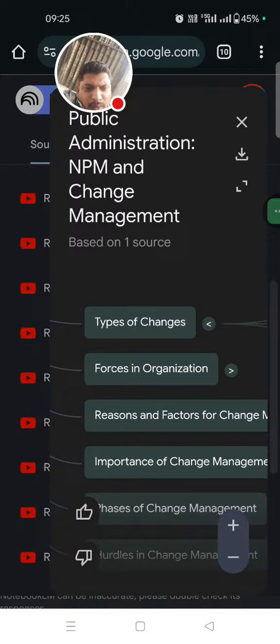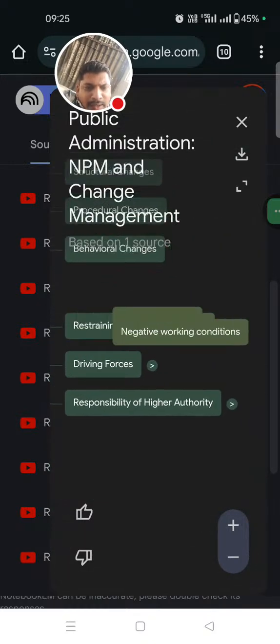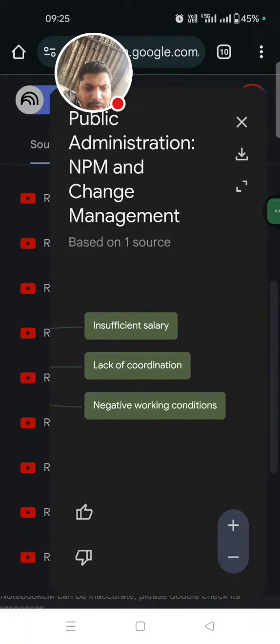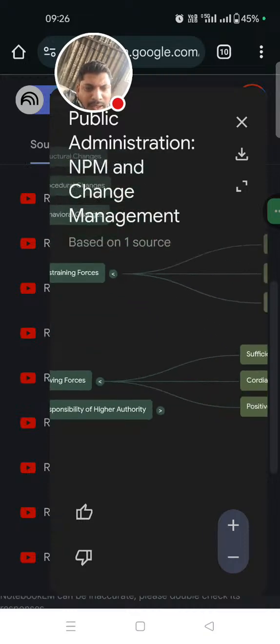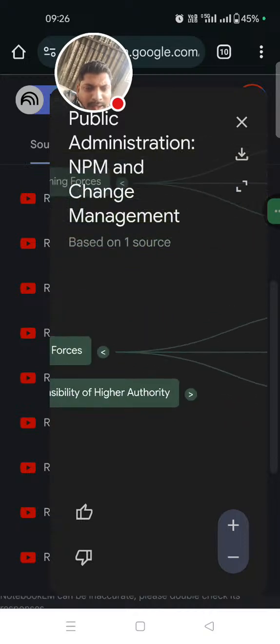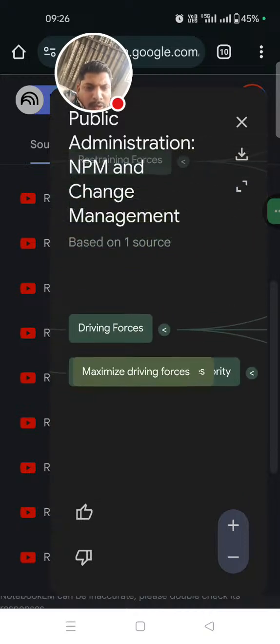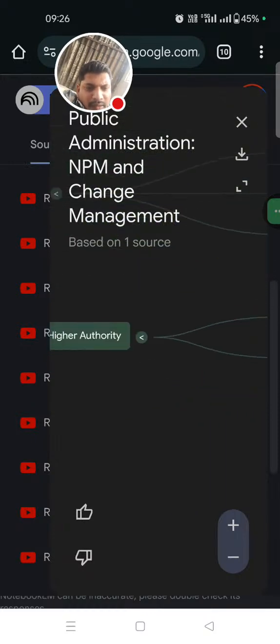Then forces in an organization. Restraining forces are like insufficient salary, lack of coordination, and negative working conditions, and driving forces are sufficient salary, cordial relations, and positive working conditions. The responsibility of higher authority is to minimize resistance forces and maximize driving forces.